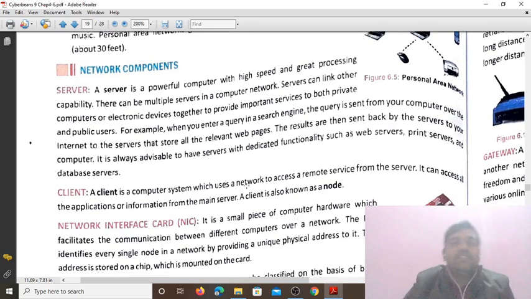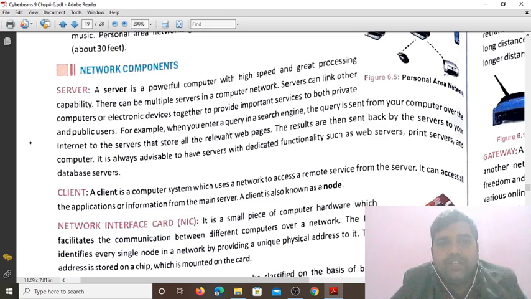So students, this server is a very powerful computer. Server is also a very powerful computer, that is one type of CPU only, which has a very high speed and a great processing capability. So there can be multiple servers in a computer network. Servers can link other computers or electronic devices together to provide important services to both private and public users. These servers link different computers or electronic devices together, like the printer and scanner which we have discussed. All these are also connected with the server.